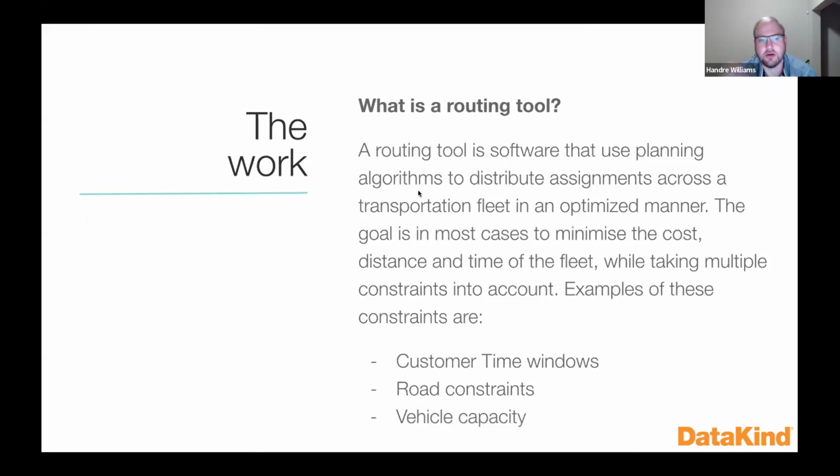We also have route constraints. Some roads are highways where you can have high speed limits. Some roads are basically footpaths where you actually can't travel with a vehicle at all. So we need to take that into account. And then we also have vehicle capacities. Are you on a motorcycle? Are you in a big truck? And that determines how many assignments you can do to a certain vehicle in the fleet.